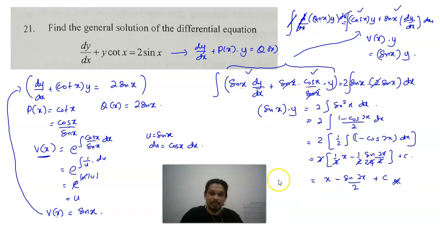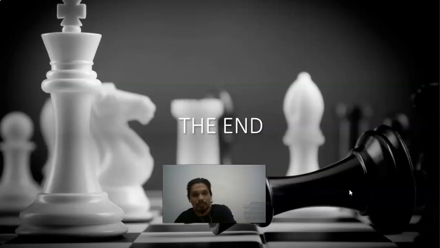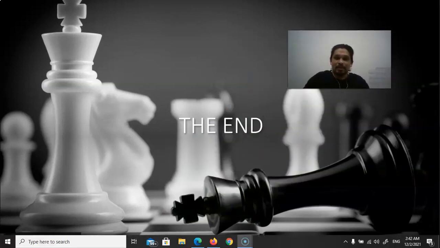So y multiplied with sine x equals this, and this is the answer. That's it. I do hope that these 4 questions and the solutions we explained help you to continue with the rest of the questions.